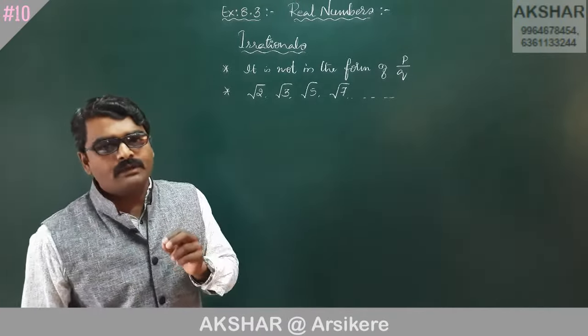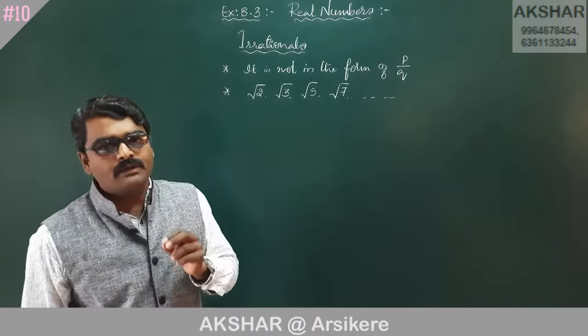Right. It will become root 2 whole square, which is equal to p square by q square. A square and root get cancelled. 2 is equal to p square by q square. Now exchange this q square and 2. It will become q square is equal to p square by 2.